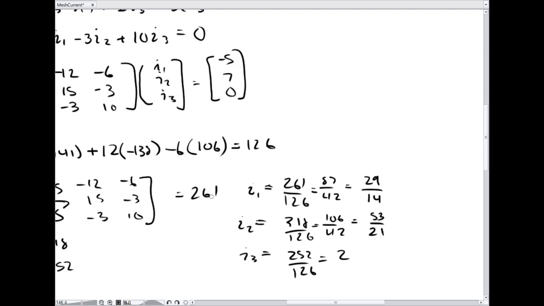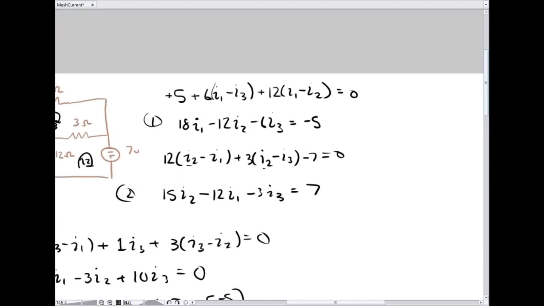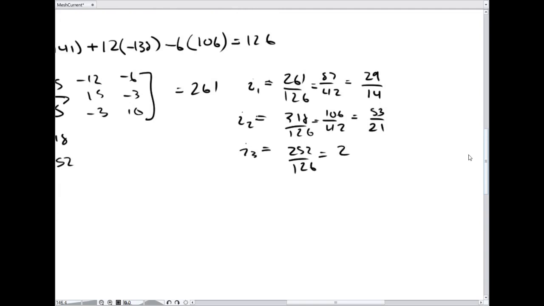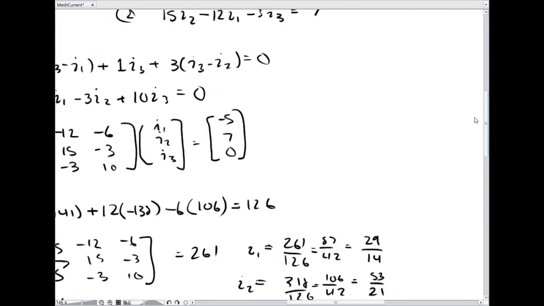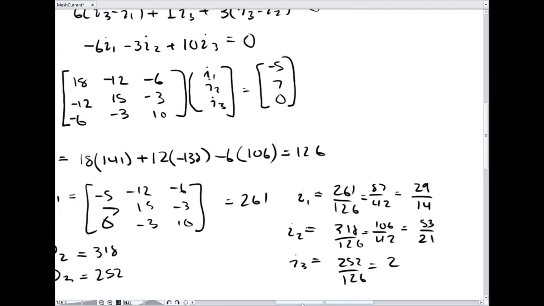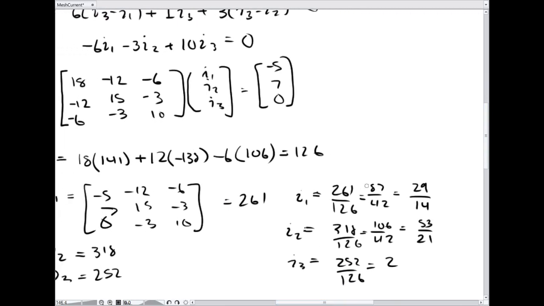Okay. 29 is prime. I believe 53 is also prime. So I could plug those in and check. I'll check equation 3 at least. So that would be minus 6 times 29 over 14 minus 3 times 53 over 21 plus 20 equals 0.